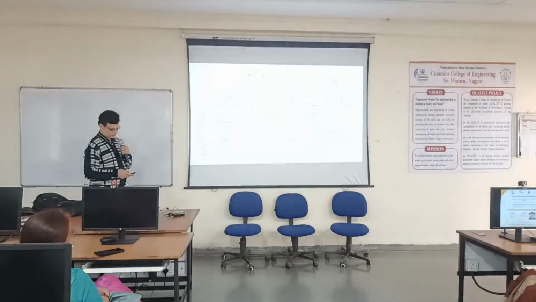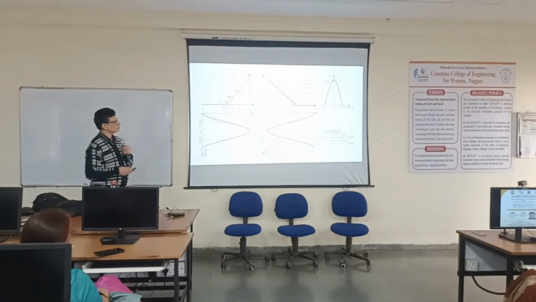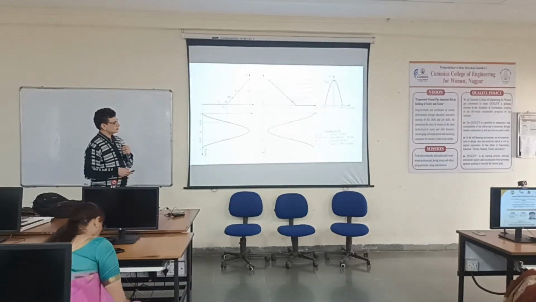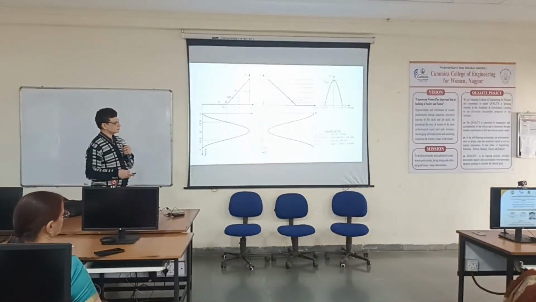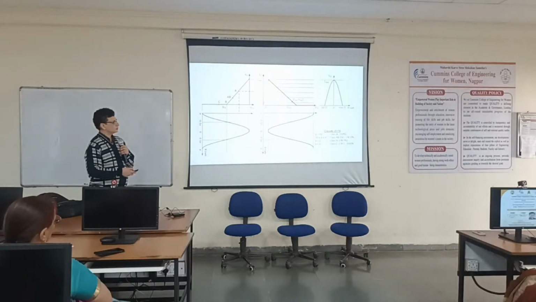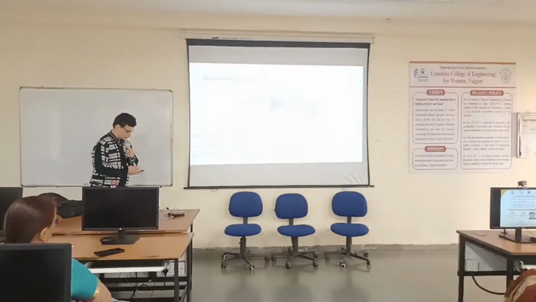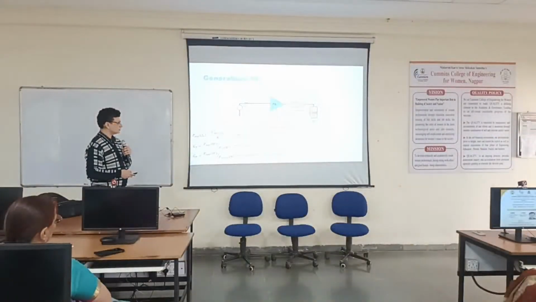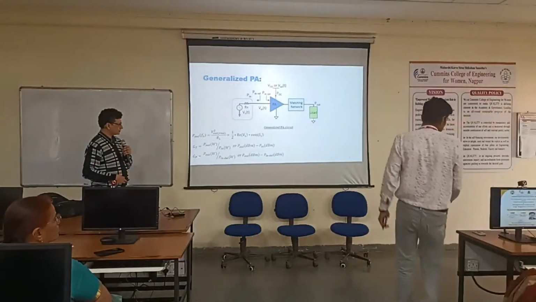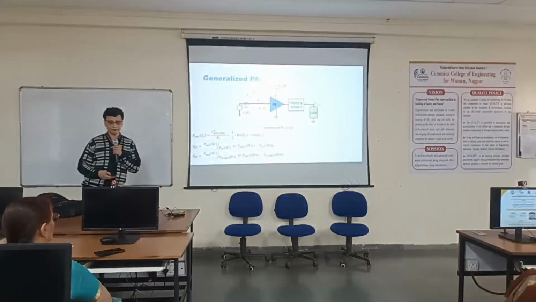This is, for example, the ID, the current flowing through the drain, versus the voltage across the drain. And these are the time domain waveforms. You can find these curves in any book. In general, the output power in terms of voltage and current is given by this equation. And these are the expressions for the transducer gain and operating power gain.